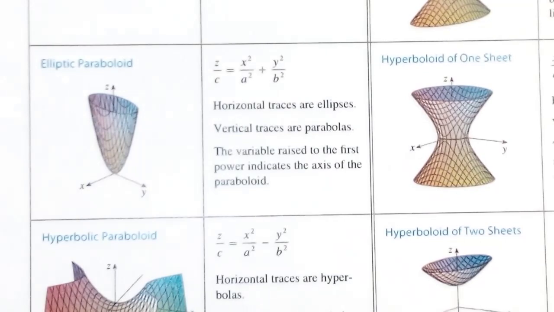Okay, I have an ellipse rotated gave me an ellipsoid. A line rotated gave me a cone. A parabola spun gives me a paraboloid. What's left? A hyperbola. But now I have to make a choice. Which way are you going to spin the hyperbola?